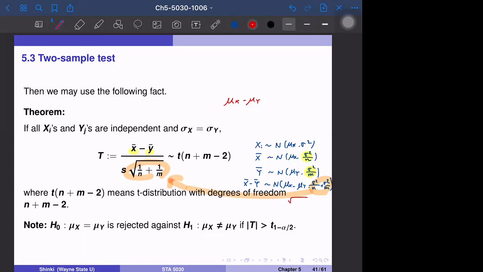And sigma is not observed, so we replace sigma by s. Then the distribution of t is a t distribution with degrees of freedom n plus m minus 2.